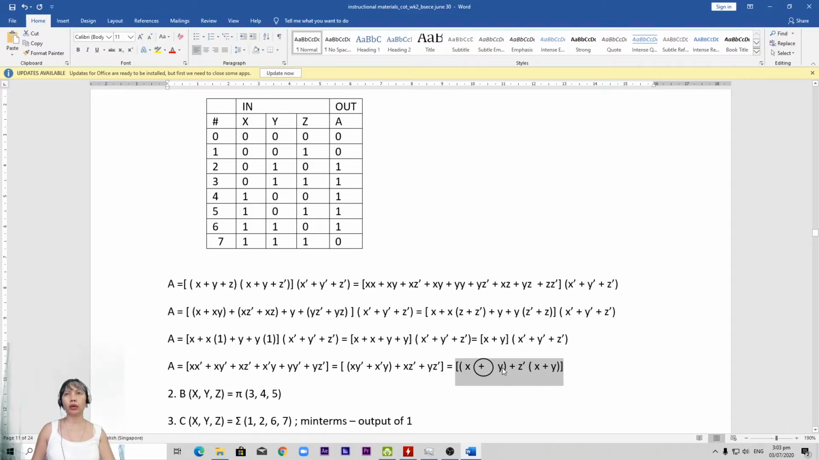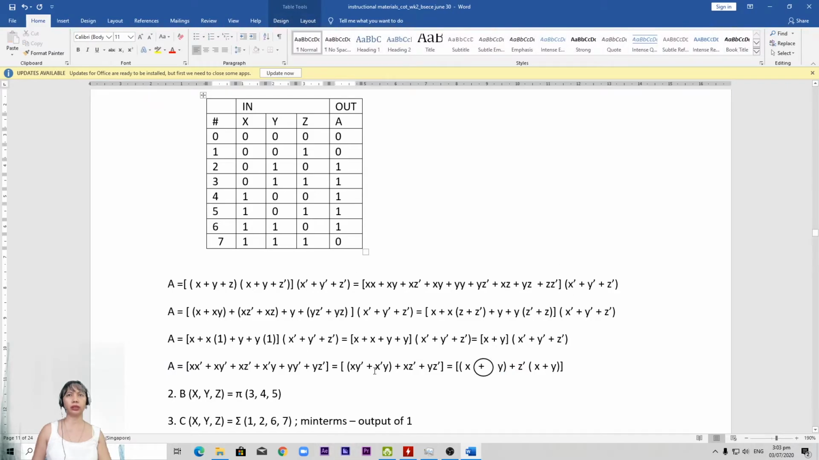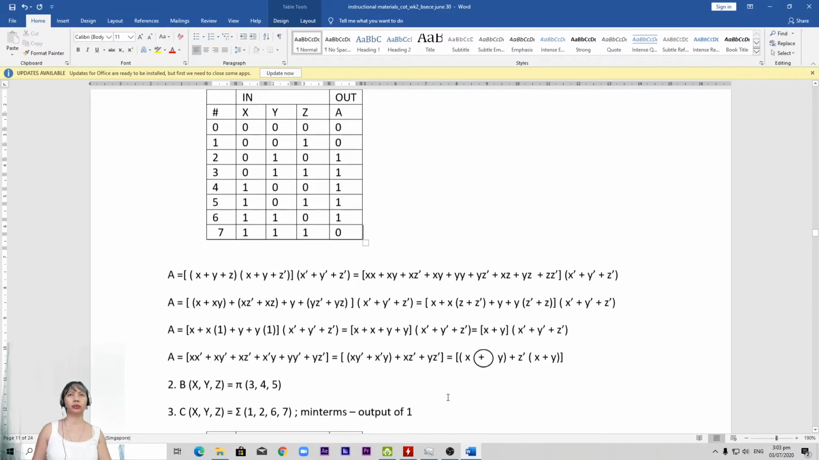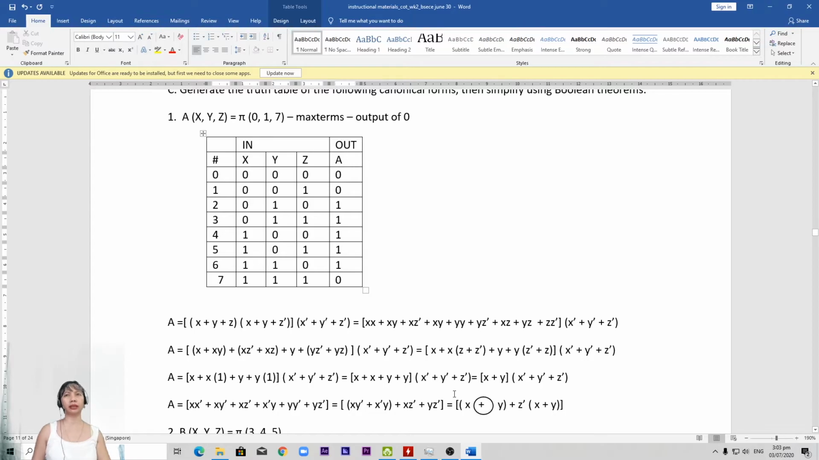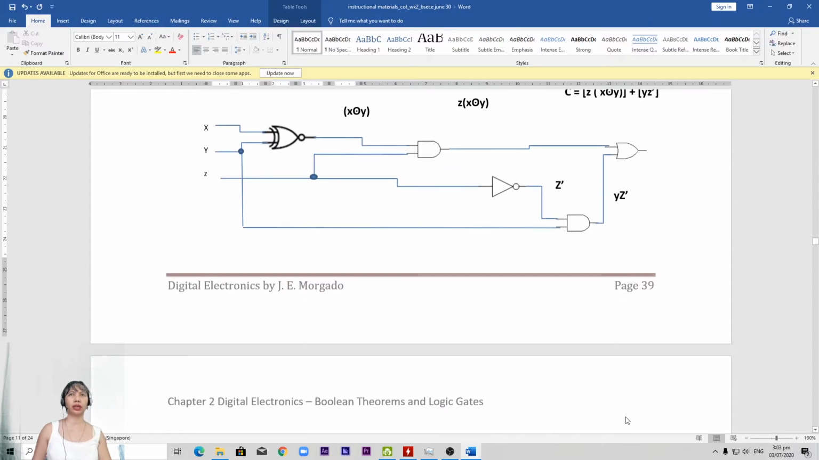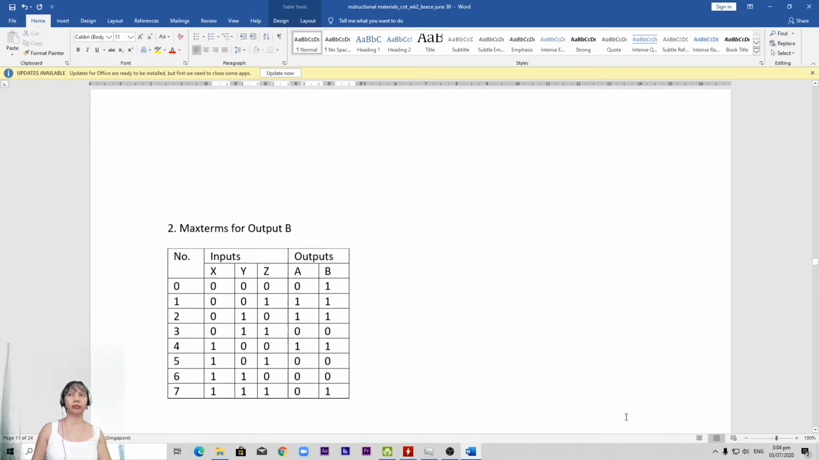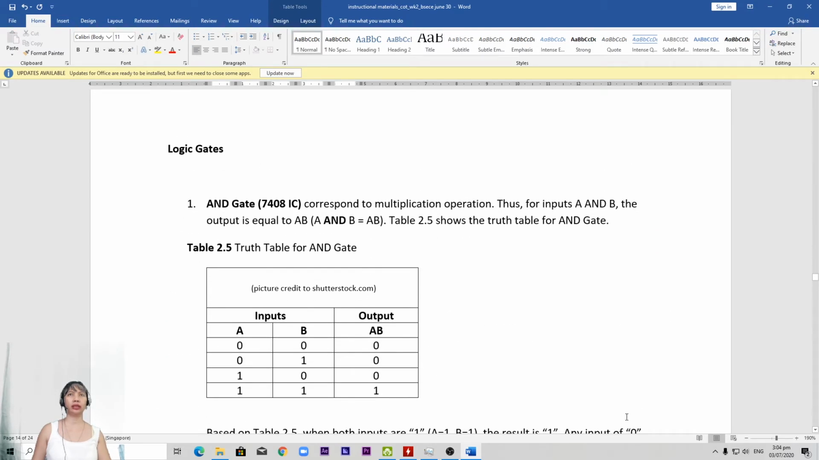Again, for multiplication we use AND gates. For plus, we use OR gates. For prime, we use an inverter or NOT gate. But for plus inside the circle, it's an XOR gate. We'll have that next meeting. It's actually discussed here, the logic gates.